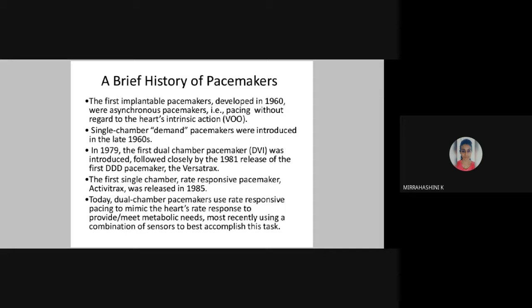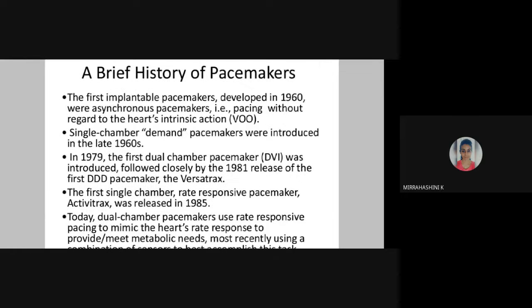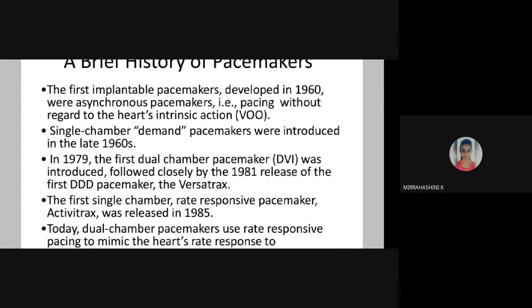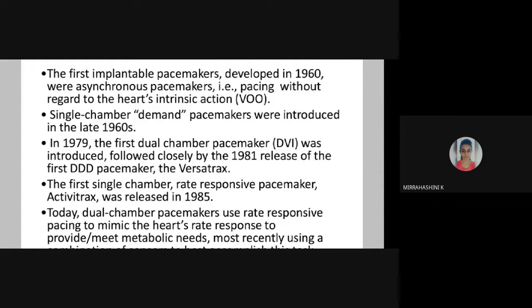So there it is given: pacing without regard to the heart's intrinsic action. When we discuss the different types of pacemakers, you will understand these abbreviations better. So VVO, DVI and the different types of pacemakers we will be discussing in the next class.